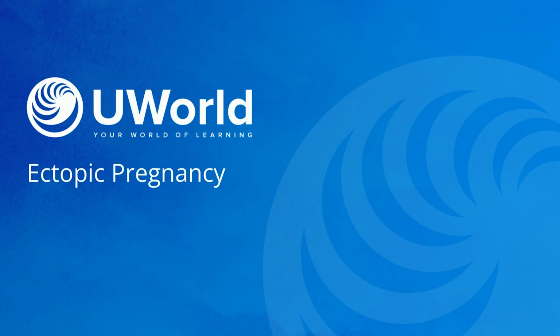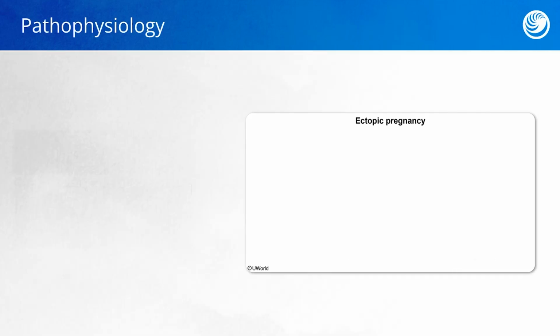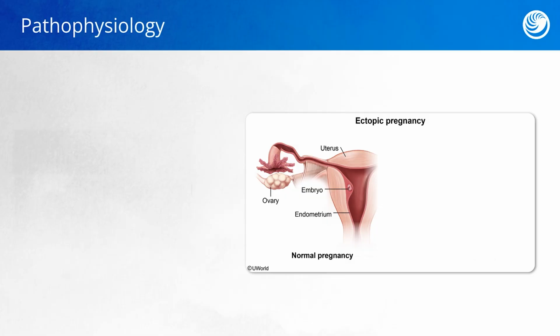The topic is ectopic pregnancy. First, it's important to understand how a normal pregnancy occurs. During a normal pregnancy, an egg is released from the ovary and travels down the fallopian tube where it meets a sperm and becomes a fertilized egg. This fertilized egg then travels down the remainder of the fallopian tube and implants in the uterine endometrium.